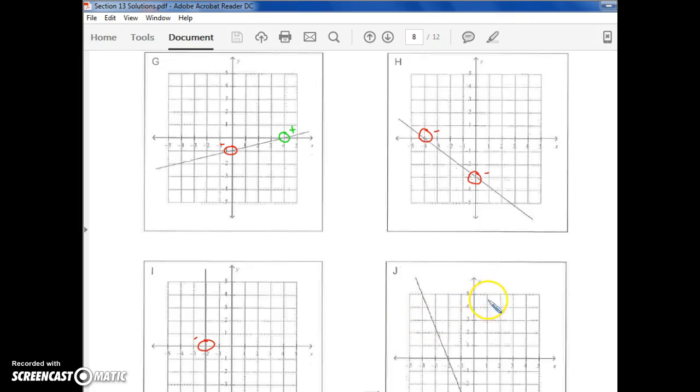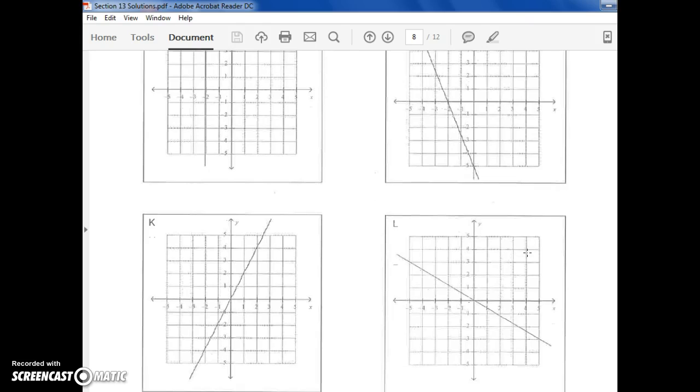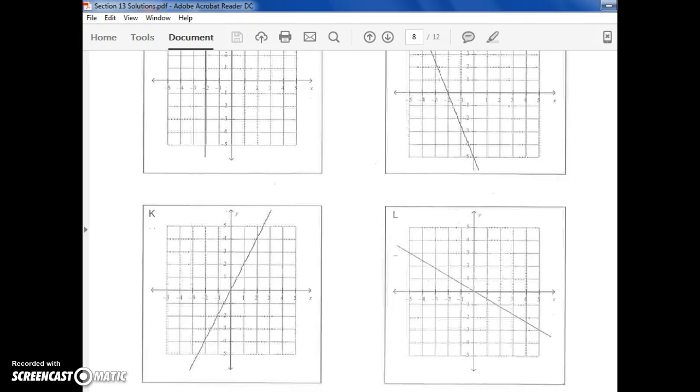And then looking at J, we have a negative x, -2 for x, and then our graph is going to be down here, so I'm going to move this down a little bit. Looking at J, we have a y-intercept of -5, so it's a negative x and a negative y for our intercepts.